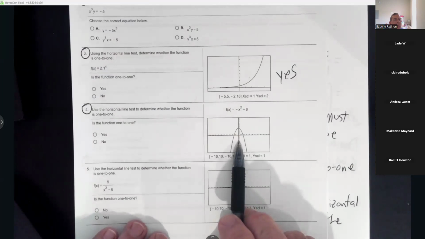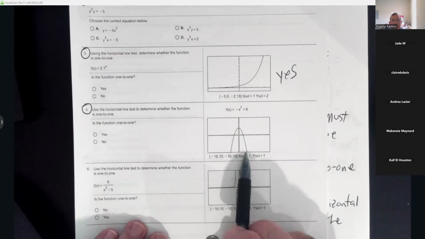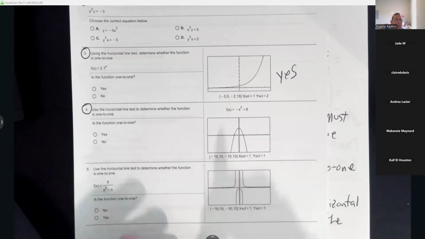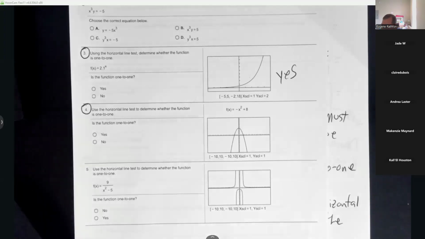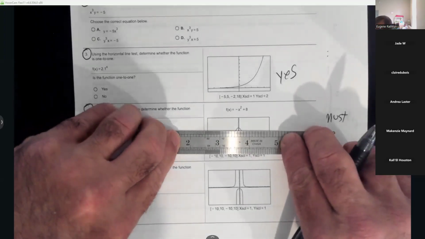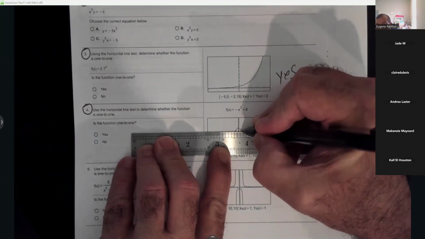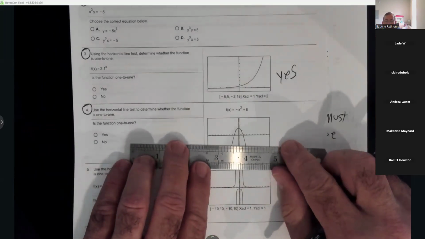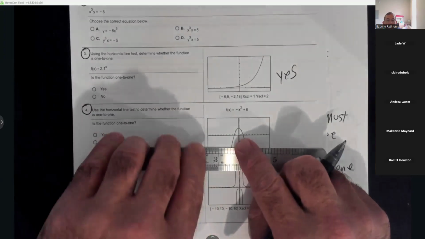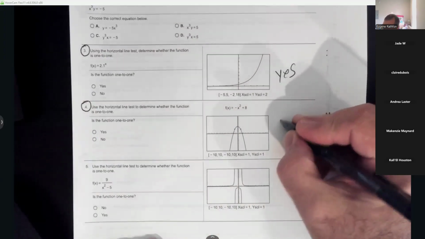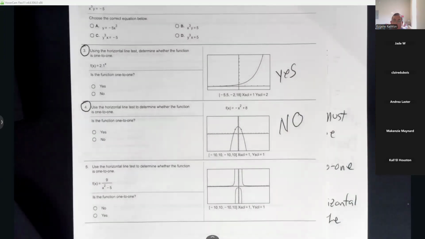What about this second one? Is this upside down parabola one-to-one? No, good job, y'all, because look here. If I run me a horizontal line, it's going to intersect on this side and this side. And it does that in a lot of places. It's intersecting it more than once. So good job. That makes that one a no.